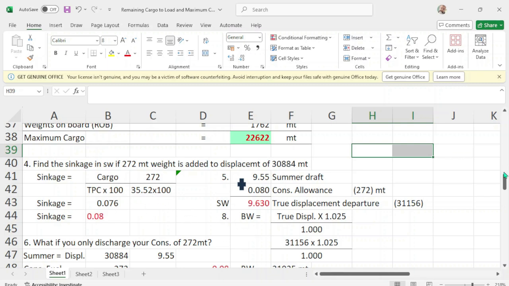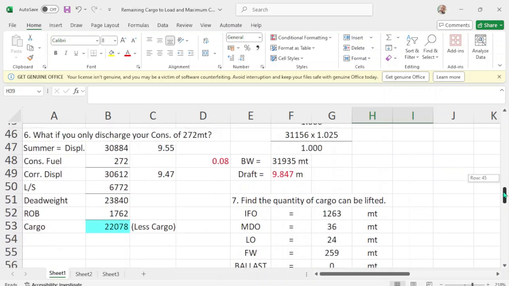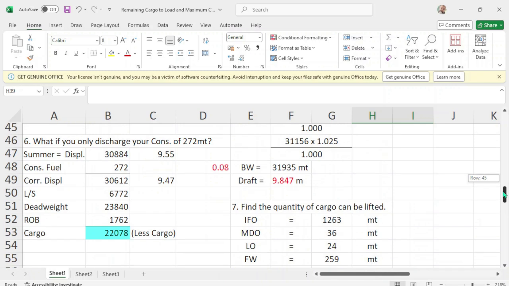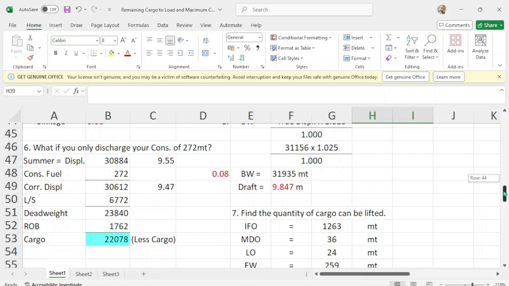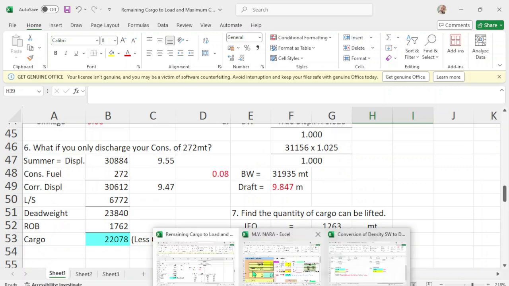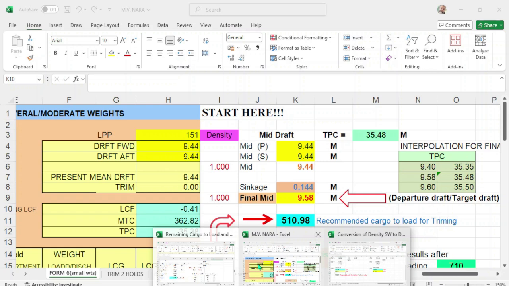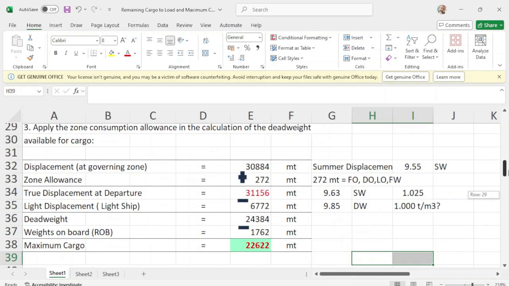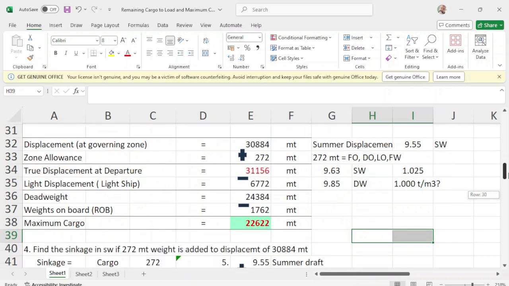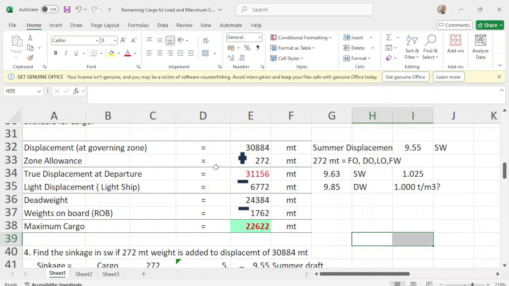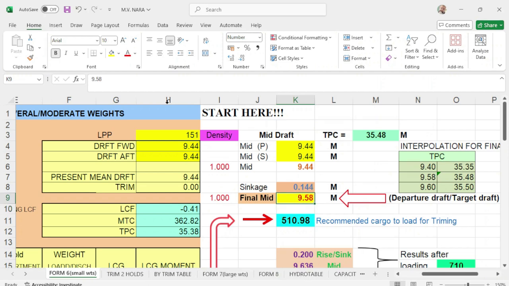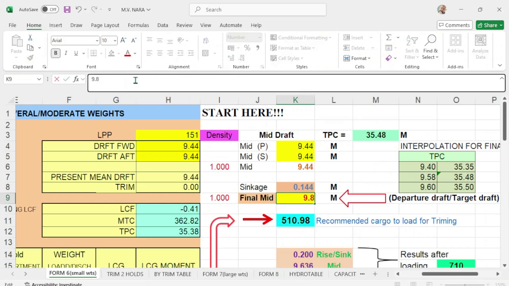Your departure drop should be 9.85. Okay, so 9.85, this is your departure drop.